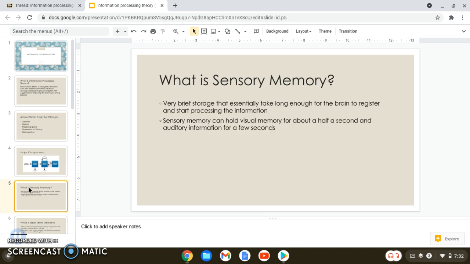What is sensory memory? Very brief storage that takes just long enough for the brain to register and start processing the information. Sensory memory can hold visual memory for about half a second and auditory information for a few seconds.